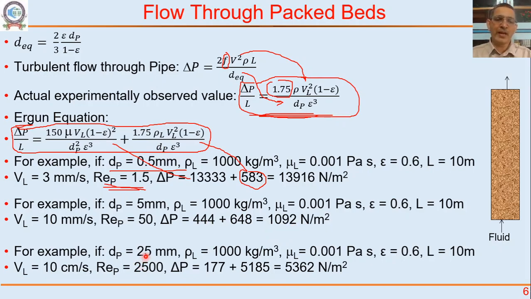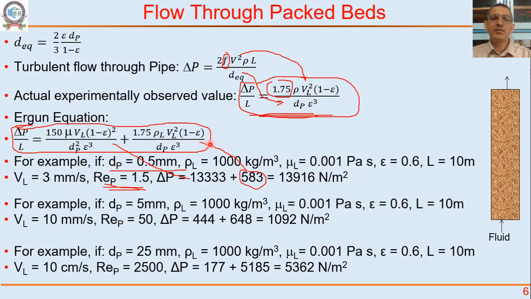If you take still larger particles, like grains, if you are trying to dry grains, sometimes these grains could be really big, 25 millimeters or so, 2 centimeters, and they could be dried using hot air. So hot air is made to flow through this bed of grains. So that is the situation. Let's say it's a liquid, for example, or a gas. VL is 10 centimeters per second. Reynolds number would be 2500, and delta P would be 177 from the first part, 5185 from the second part.